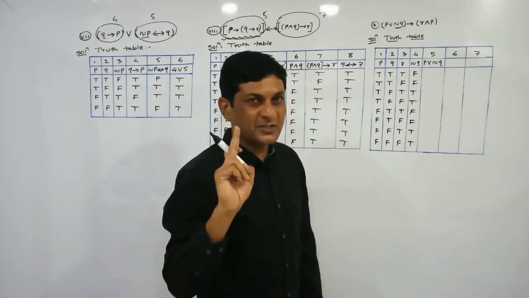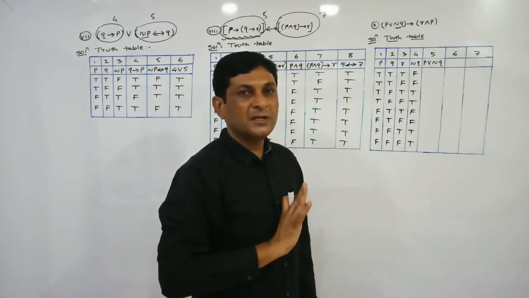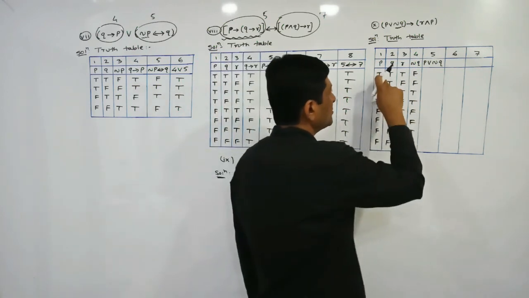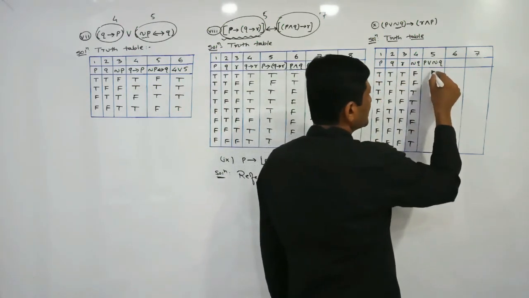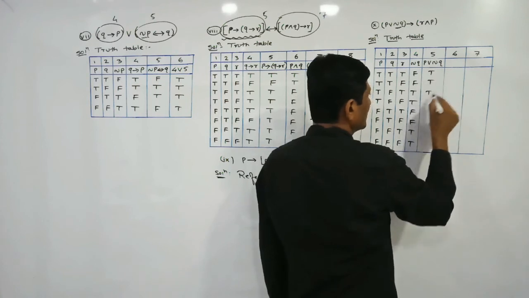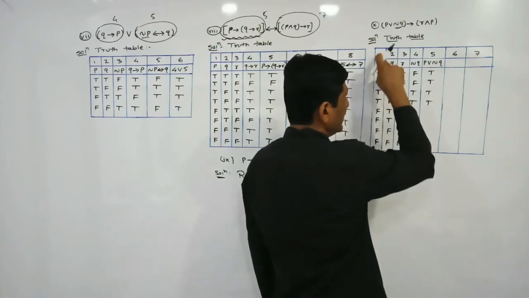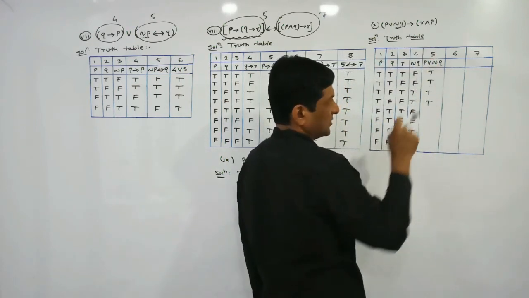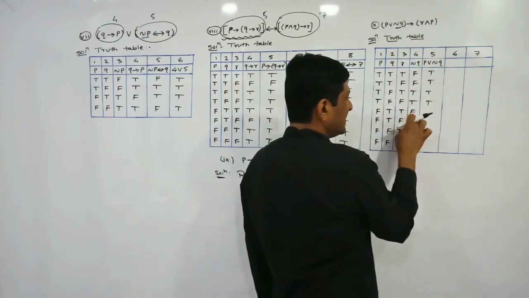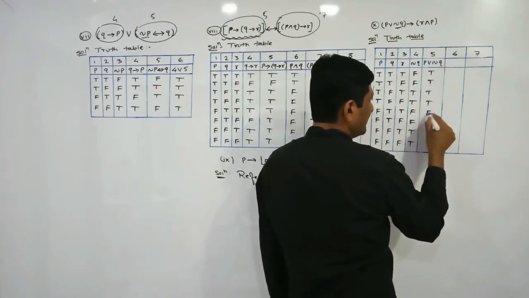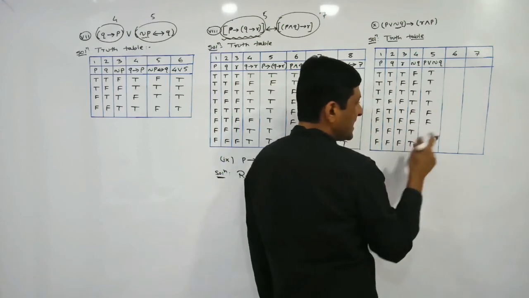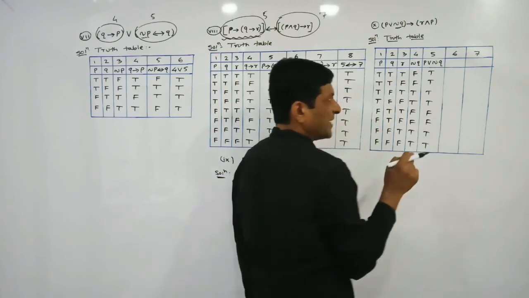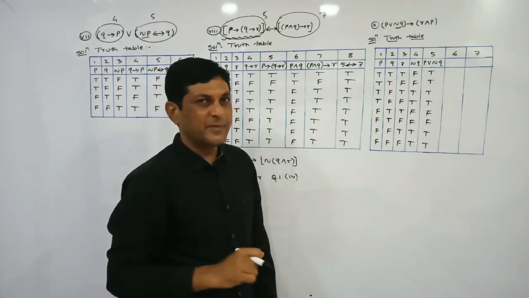In case of or, if at least one statement is true, or will be true. So here true, true, true, true. In the first 4 cases we are getting true. Again observe here, we are connecting column first and column fourth by or. Here T does not appear, so here we will get false. Here TT appears, so we will get what? True, because if at least one statement is true, or will be true.